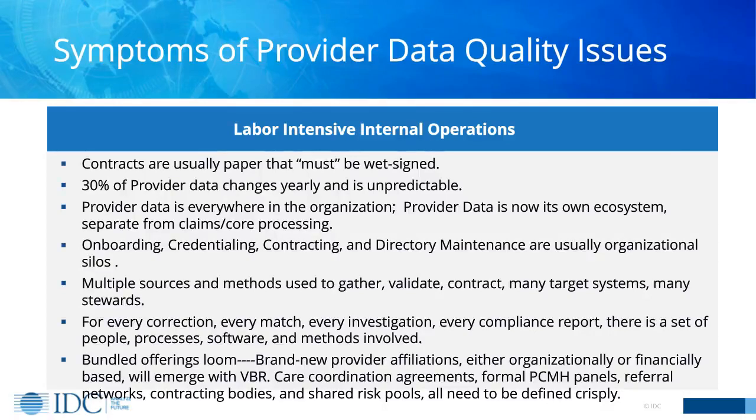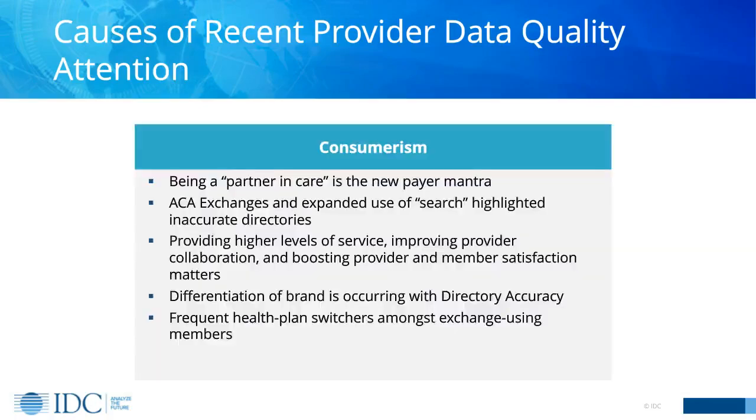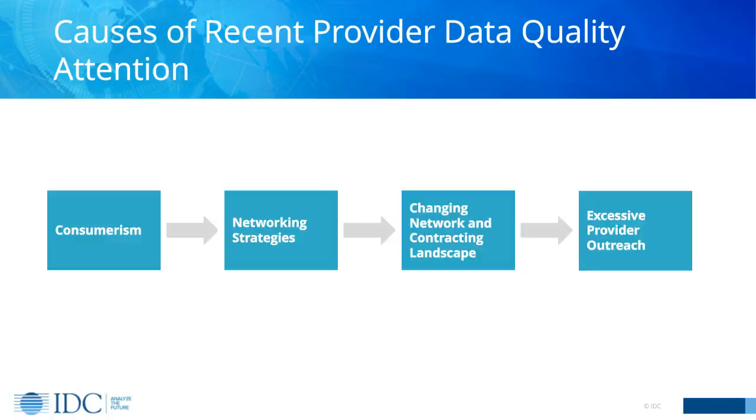So let's move on briefly and talk about the causes of why we're paying attention to this stuff. We started top down and we talked about symptomology. Now let's talk about why now. Why is it important now? And the first one is obvious, I hope. It's the age of consumerism for payers. It's not good enough to just be there for open enrollment and to be complained about when things don't work out. You have to be the member's partner in care, and we'll talk about that.